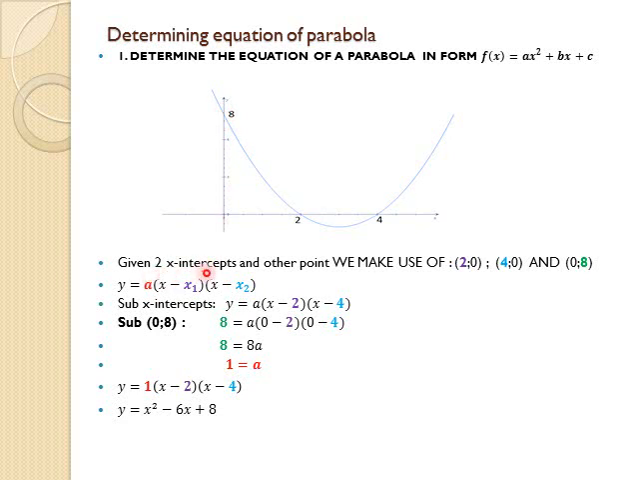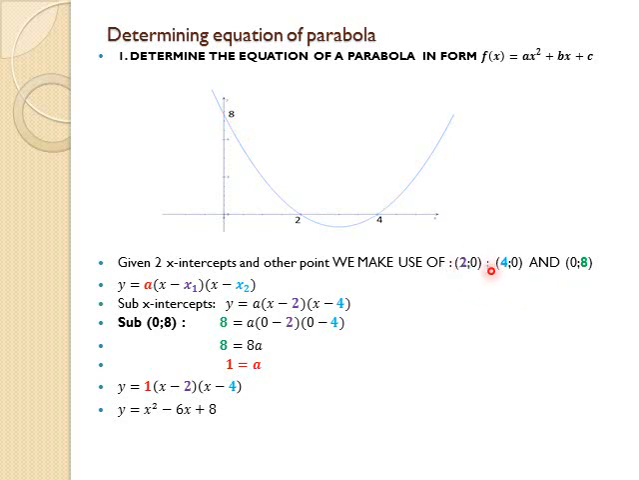So when we give you two x-intercepts and another point, we make use of the equation y equals a, x minus x1, x minus x2. My first coordinate there is 2 and 0. That one is 4 and 0, meaning y is 0 at that point. And that one is 0 and 8 because x is 0 there.